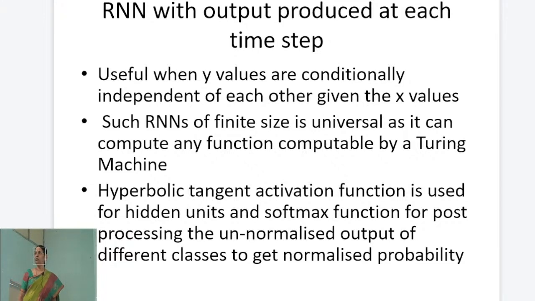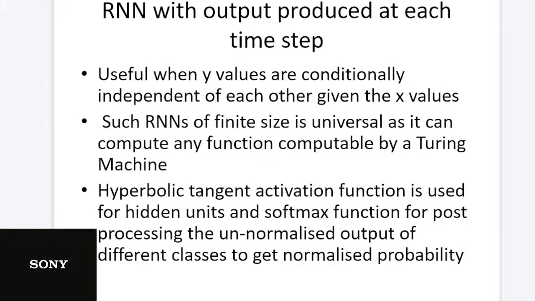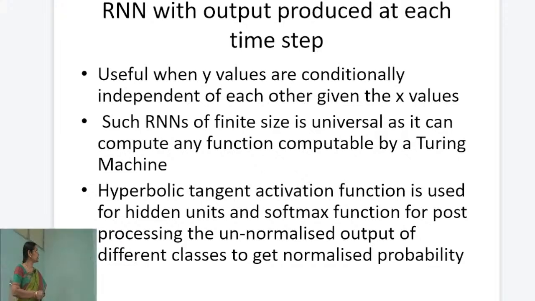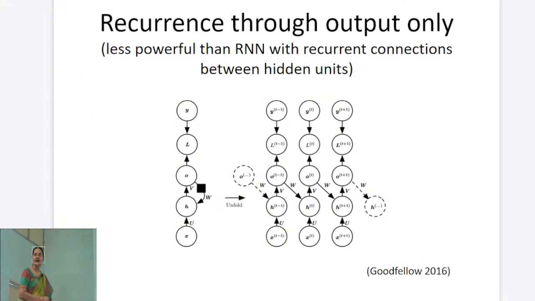So we will go for a compromise, a less powerful RNN, compared to the RNN with recurrent connections between the hidden units. Now instead of having recurrent connections between hidden units, you have a recurrent connection from the output unit generated in the previous time instant to the hidden state. So even now you have recurrence, but you are taking the feedback from the output that is generated.